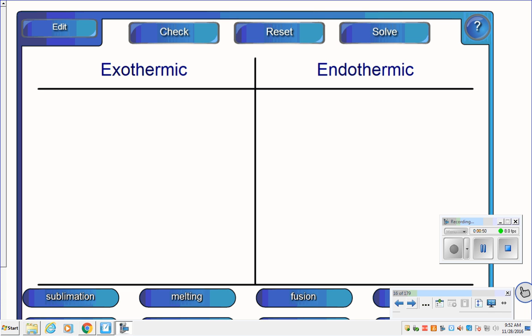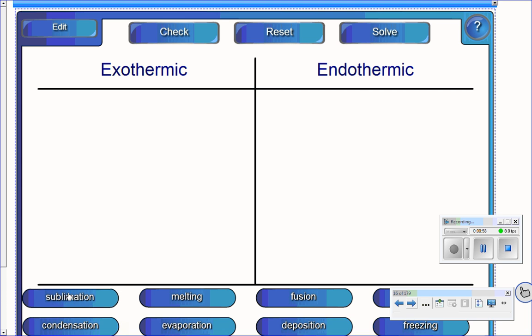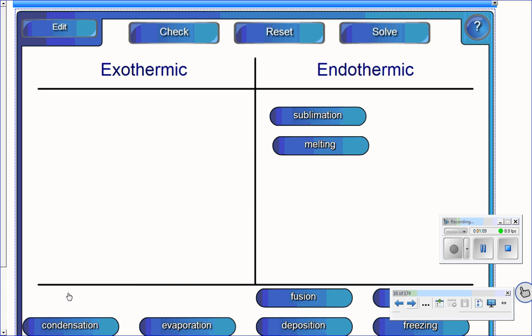If we think about something like sublimation, where we're going from a solid way up to a gas, a lot of heat is going into that sample. So that sample is taking heat in, so that is endothermic. If you think about something melting, in order for something to melt, we have to put heat into it. Fusion is the same thing as melting, just another word for that.